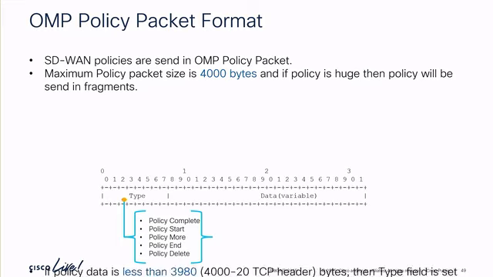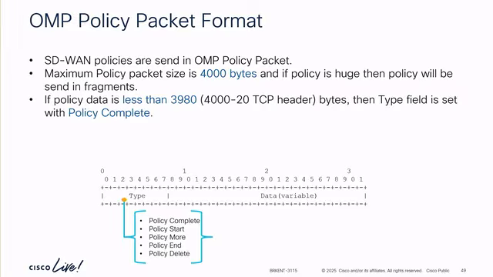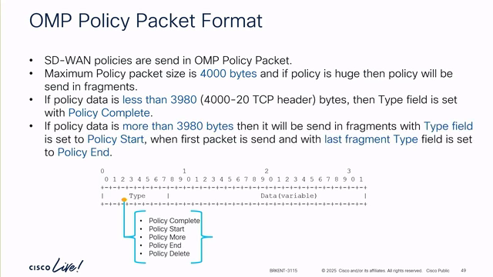Because we use TCP as a transport protocol, we need to subtract that 20 bytes of TCP header, right? So the maximum policy packet size can be 3980. And if your policy is big, then it needs to be fragmented, right? So for the first packet sent by the controller, the type field will be policy start, and the subsequent fragments will have policy more in the type, and when the last fragment is sent, it will be policy end.